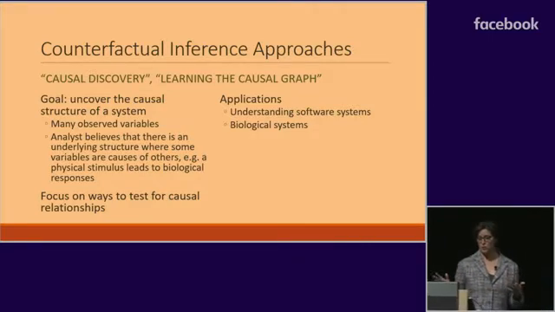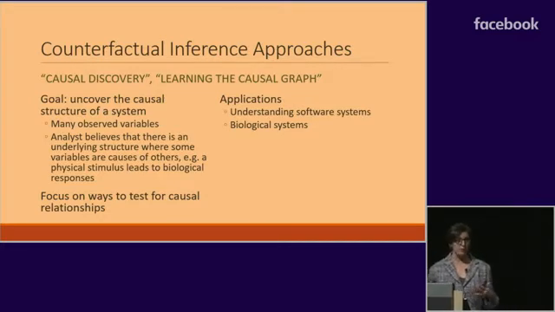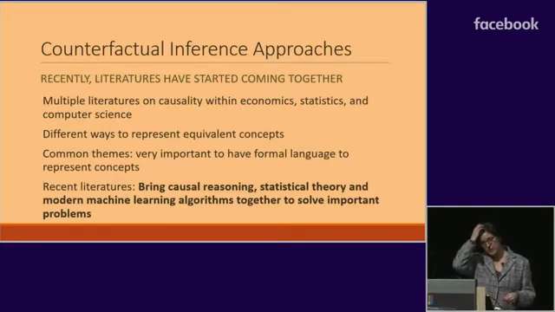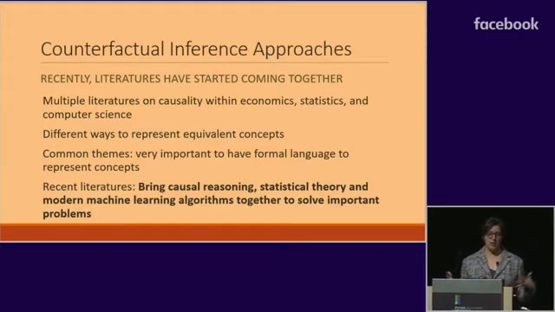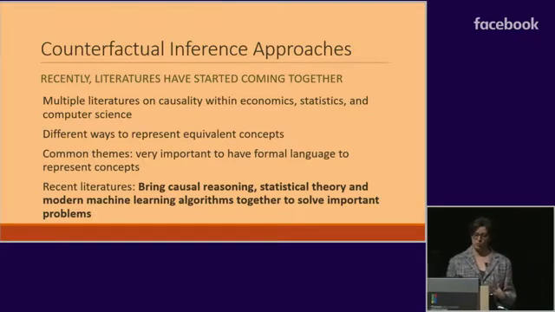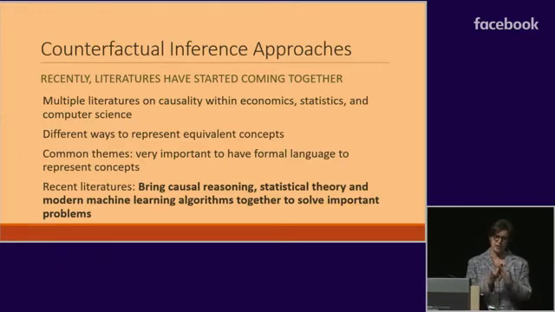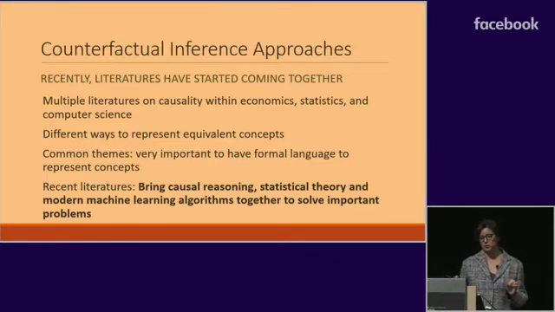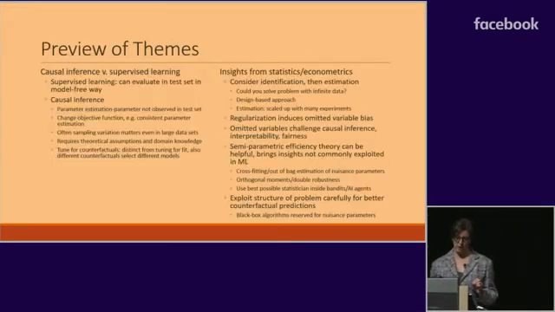I'm not going to go into that today, partly because that's not what I work on, and also there are other people who can speak much more clearly to that. I've never done any applications in this area. I would say recently these literatures have started coming together: economics, statistics, computer science, engineering. And I think artificial intelligence and decision-making, personalized treatment policies, all of that is unifying everyone in pursuit of a common goal. The recent literature is really bringing causal reasoning, statistical theory, and modern machine learning algorithms together to solve important problems.